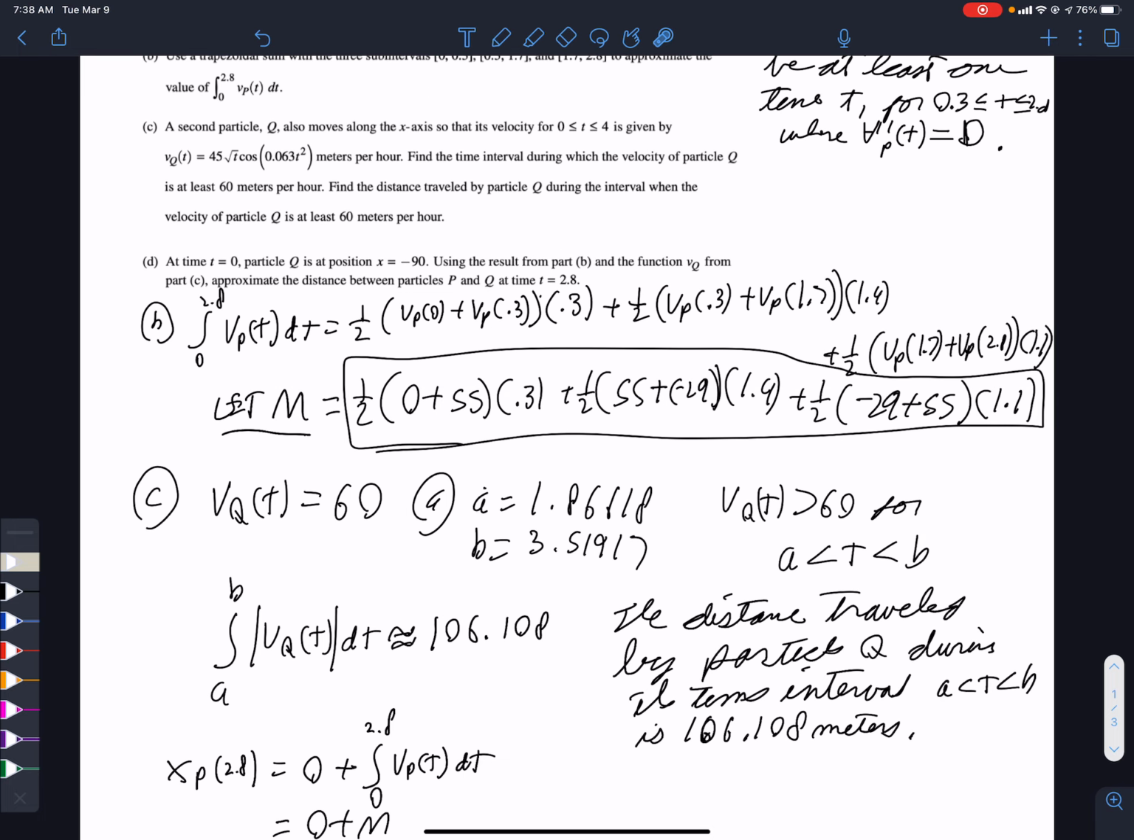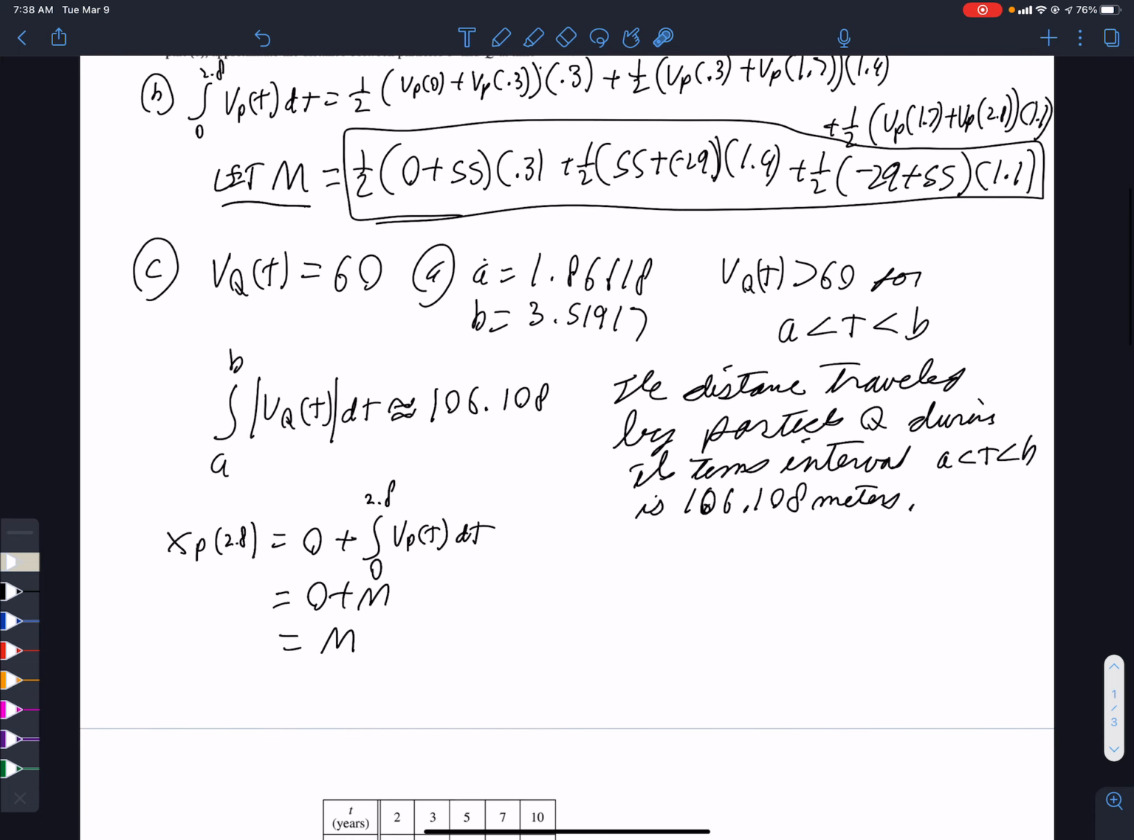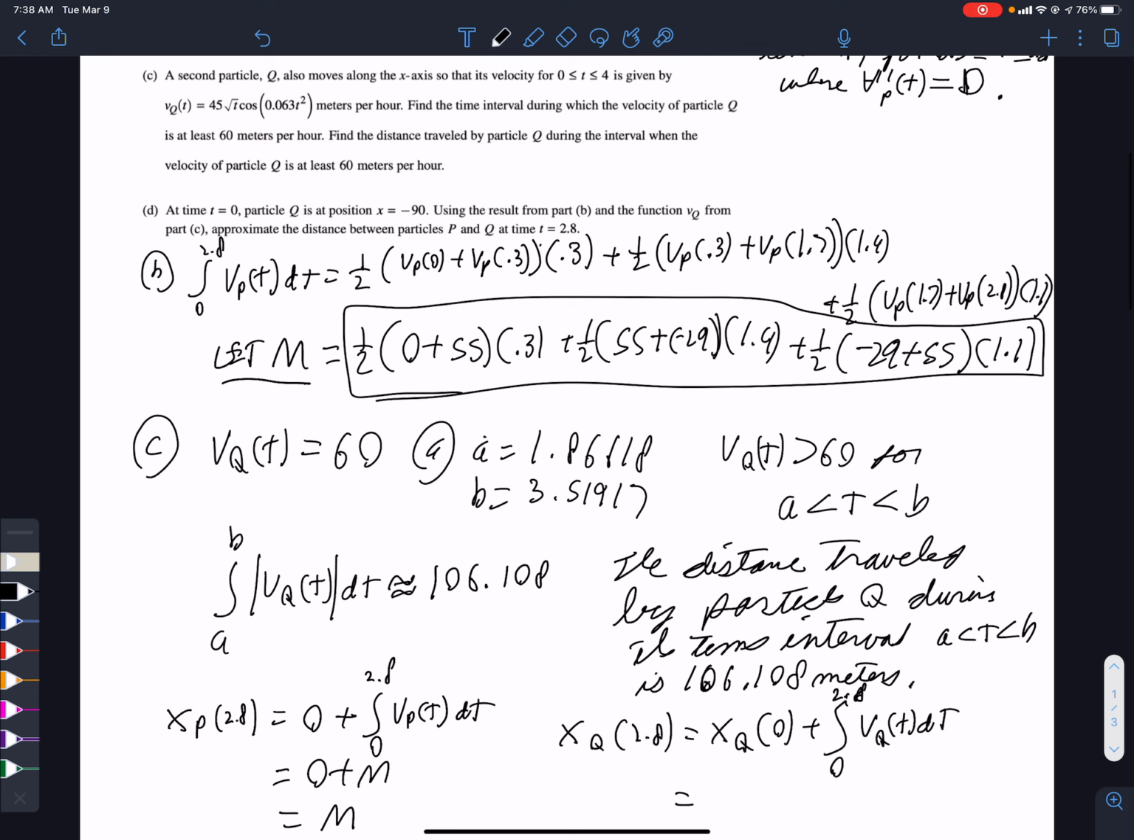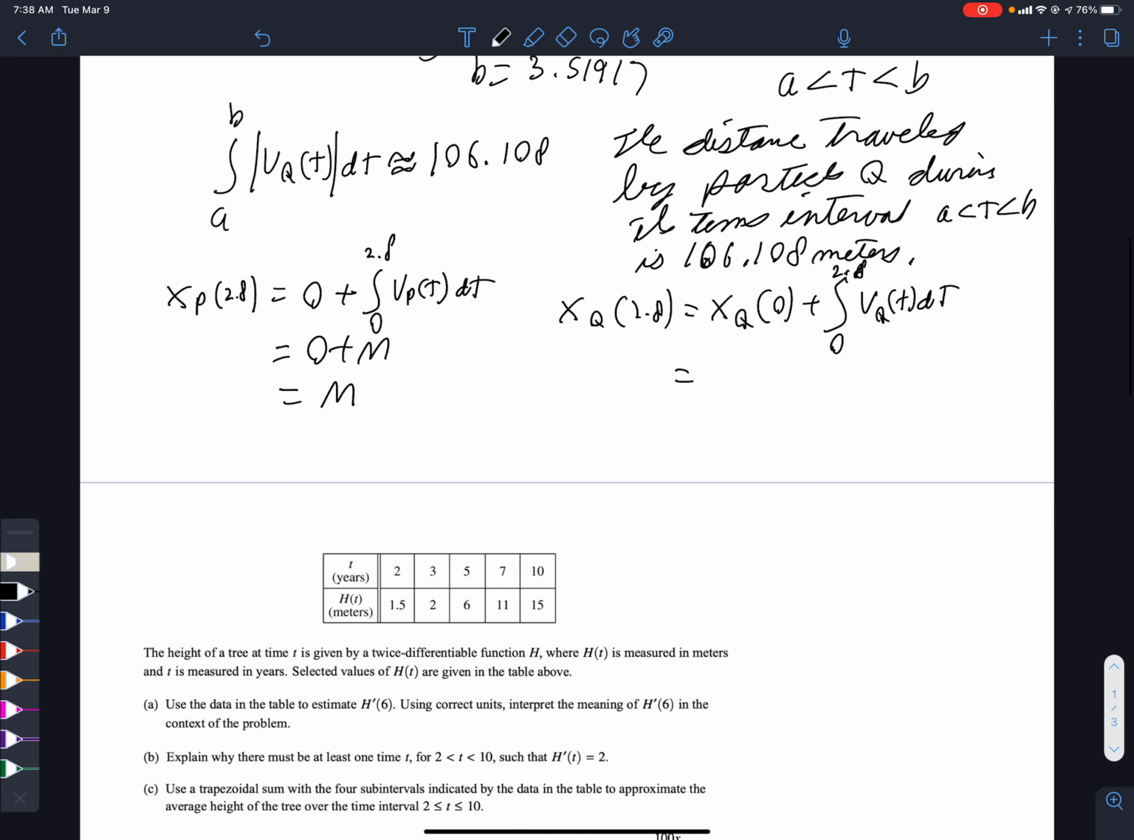Now we have to do this. We know the starting position of particle Q. We need to find the final position of particle Q. Okay? So I need XQ at 2.8. Well, it's going to be the starting position of Q plus the change in position, which is the integral of the velocity of Q. Now I want to go from 0 to 2.8, and that we just pop in our calculator. All right. Our starting position of Q, they tell us, is negative 90. So it starts at negative 90 plus this integral. So pop that in your calculator, and what you're going to get is 45.937653.